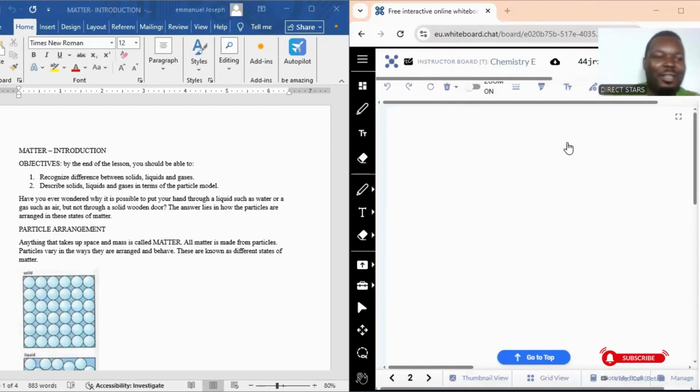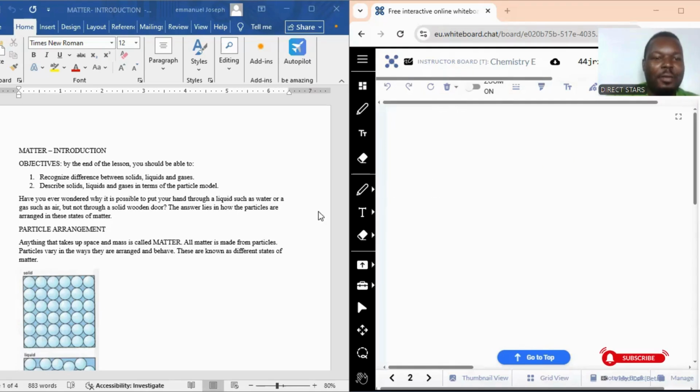We have solids, we have liquids, we have gases, all around us. Like water is a liquid. The air we feel is actually a gas, and then the land we walk on is a solid.